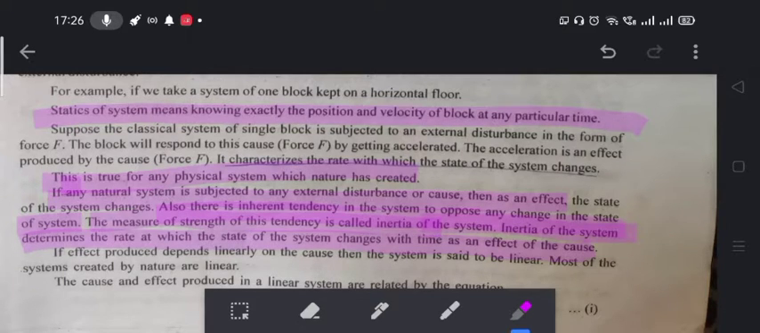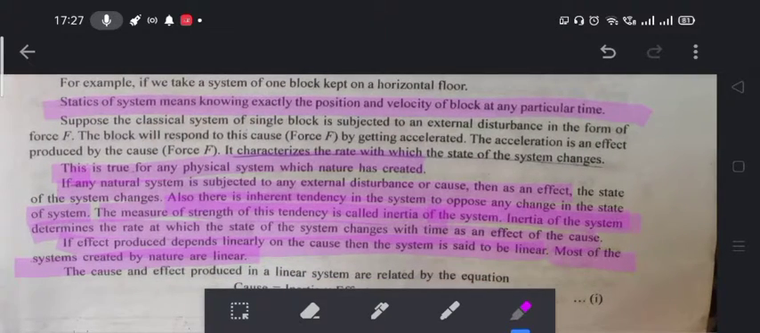Okay, so here we have to understand this part. The cause is restricted by a quantity, the entity which is known as inertia, and here the inertia is called the mass. When the effect is produced linearly on the cause, the system is said to be linear. Most of the systems created by nature are linear. So we will understand the concept of linear systems with the method of linear equations.